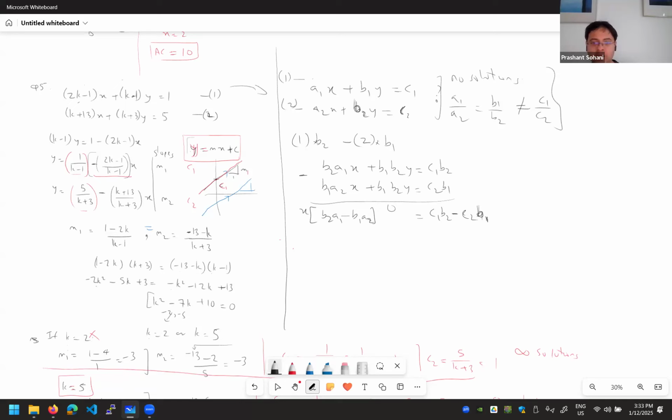Okay. So I have x times something is equal to something. So if this left hand bracket is non-zero, then what is preventing me from just dividing and taking it to the other side, and I will always get a value of x equal to something, right? So if this bracket is non-zero, then I will always have a solution.